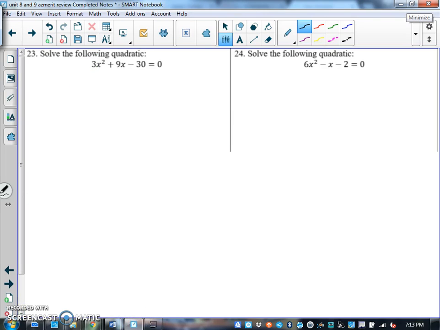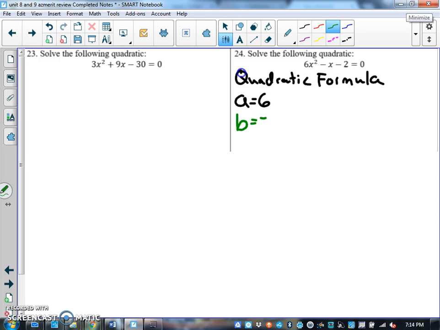In the final example I'm going to do, we're supposed to solve the following quadratic: 6x squared minus x minus 2 is equal to 0. This one, I'm going to use the quadratic formula. My a value is equal to 6. My b value is equal to negative 1. My c value is equal to negative 2.